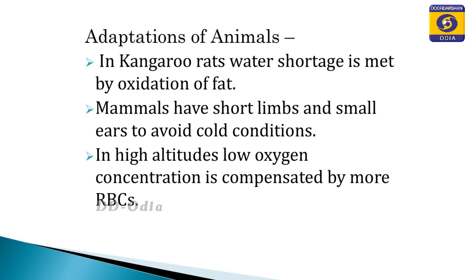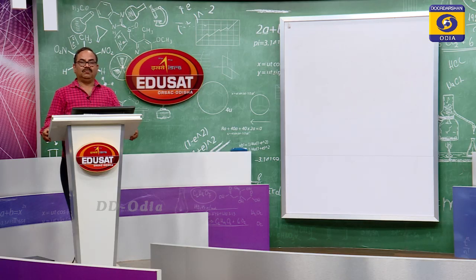Mammals have short limbs and small ears to avoid harsh cold conditions. In high altitude, low oxygen concentration is always there, and this is compensated by the presence of more RBCs. So, if we have more red blood cells, they can take more oxygen and they can manage.